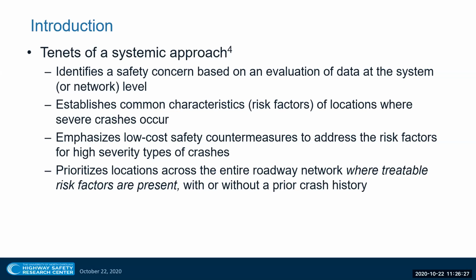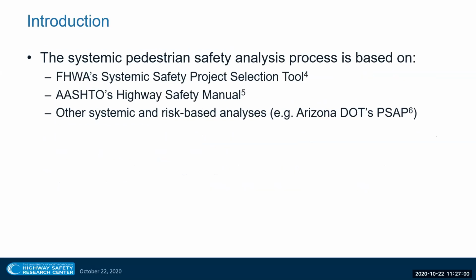So then we can prioritize these locations where these treatable risk factors are present, regardless of whether they have a prior crash history. And we know crashes, especially more rare pedestrian, bicycle crashes, and more severe injury crashes tend to occur sporadically across the network. And these have been thought to be somewhat random, and they do move around. And that is part of the challenge in using a traditional approach to prioritize locations to treat. So this approach can help us overcome some of those problems.